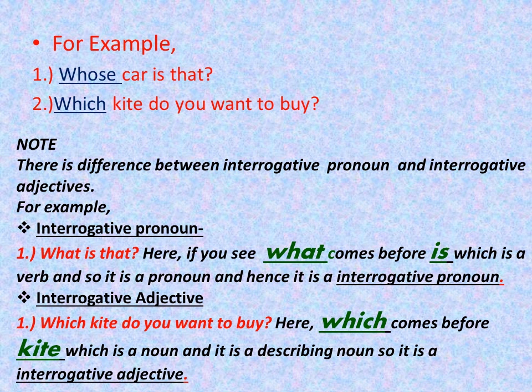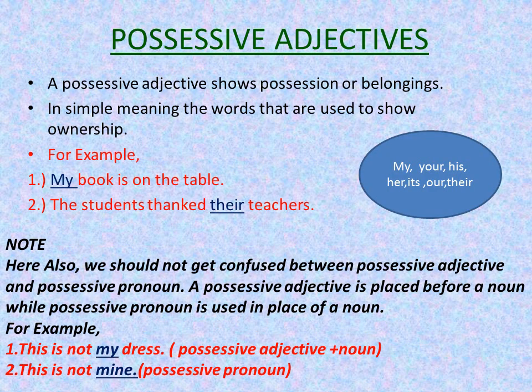Now let us come to the next one, possessive adjectives. A possessive adjective shows possession or belonging. In simple meaning, the words that are used to show ownership. For example, my book is on the table. Now whose book is on the table? My book. So it is my ownership. The book, I am the owner of the book. So my book is on the table. Here the word my is the possessive adjective.